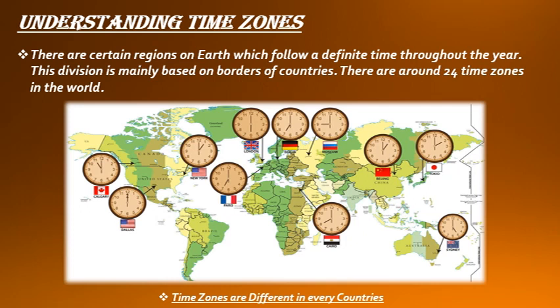Understanding time zones. There are certain regions on the earth which follow a definite time throughout the year. This division is mainly based on borders of countries. There are around 24 time zones in the world. As we know, the time zones are different in every country because there are certain regions on the earth which follow a definite time throughout the year. And also there are around 24 time zones in the world.